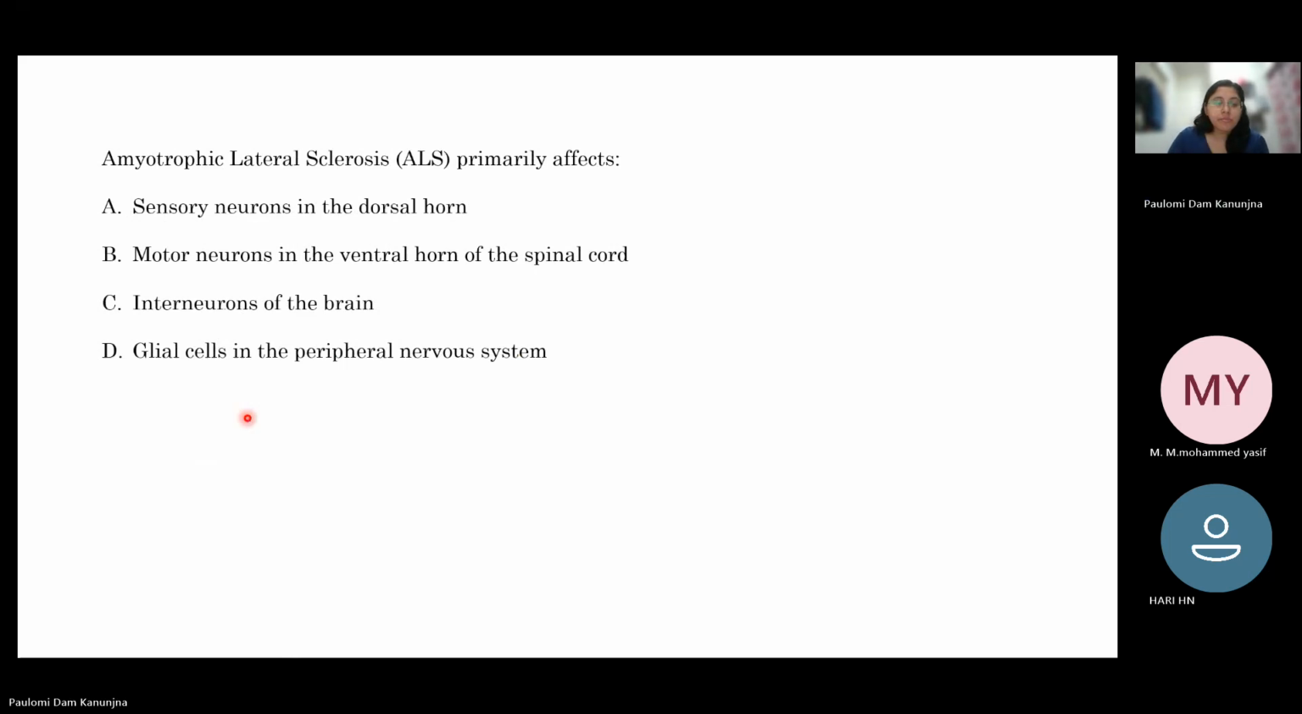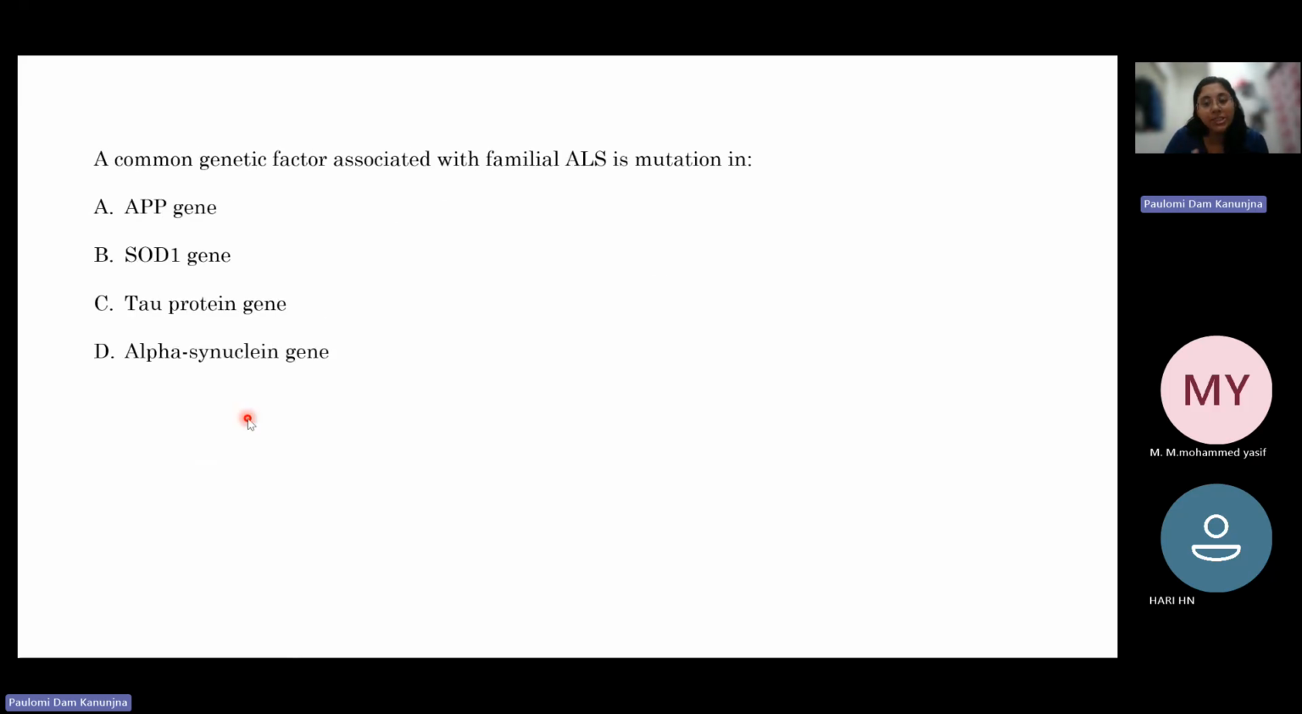Okay. So the answer is motor neurons, and this is again a motor neuron problem of the spinal cord and the brain. So ALS, sclerosis. The term sclerosis generally means hardening of tissue. So this is a problem mostly for the motor neurons in the spinal cord. Okay, let's move to more questions so that it becomes easier for us to understand it.